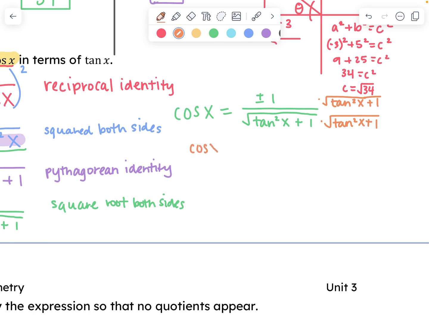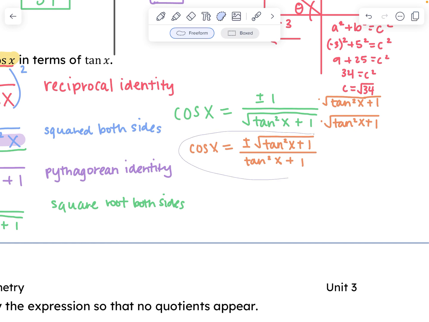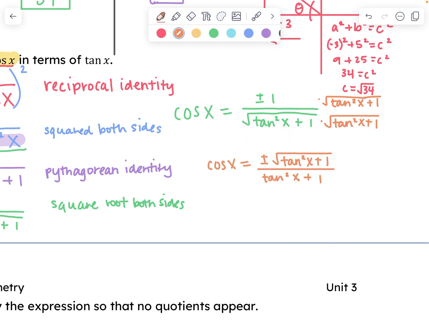So I get cosine x is equal to plus or minus the square root of tangent squared x plus 1 on the top. And on the bottom, the square roots cancel and I just get tangent squared x plus 1. And that is our cosine in terms of tangent. All we did there was rationalize the denominator.